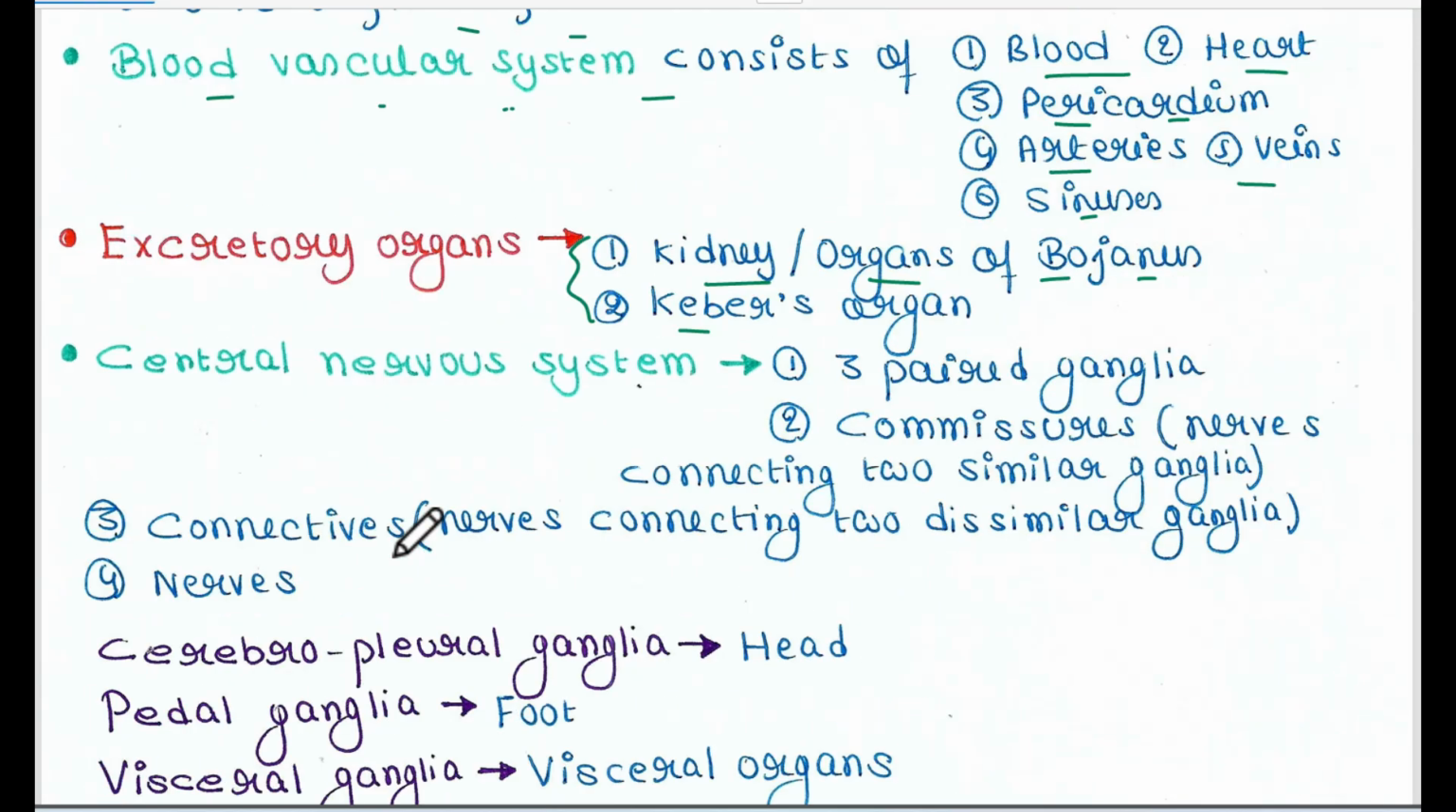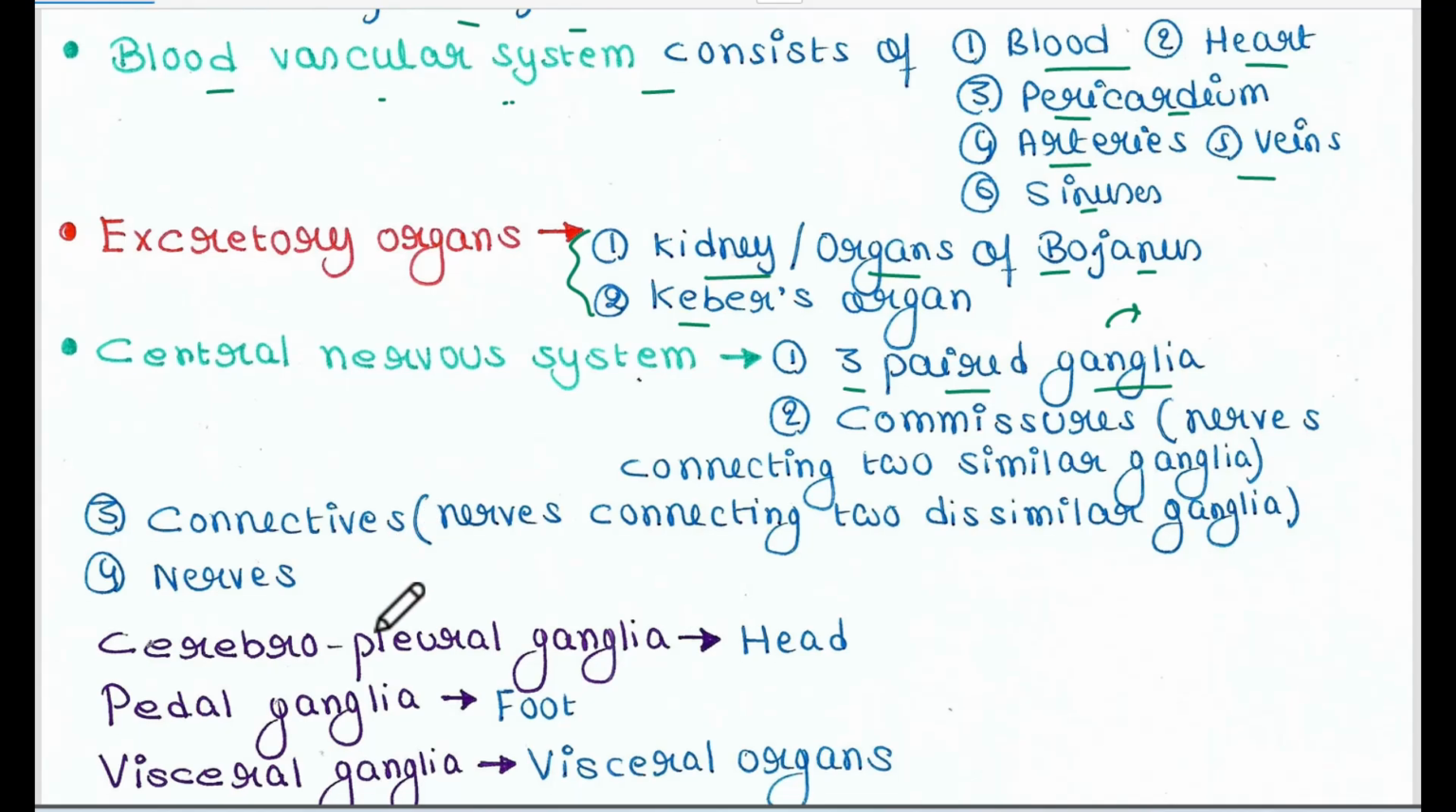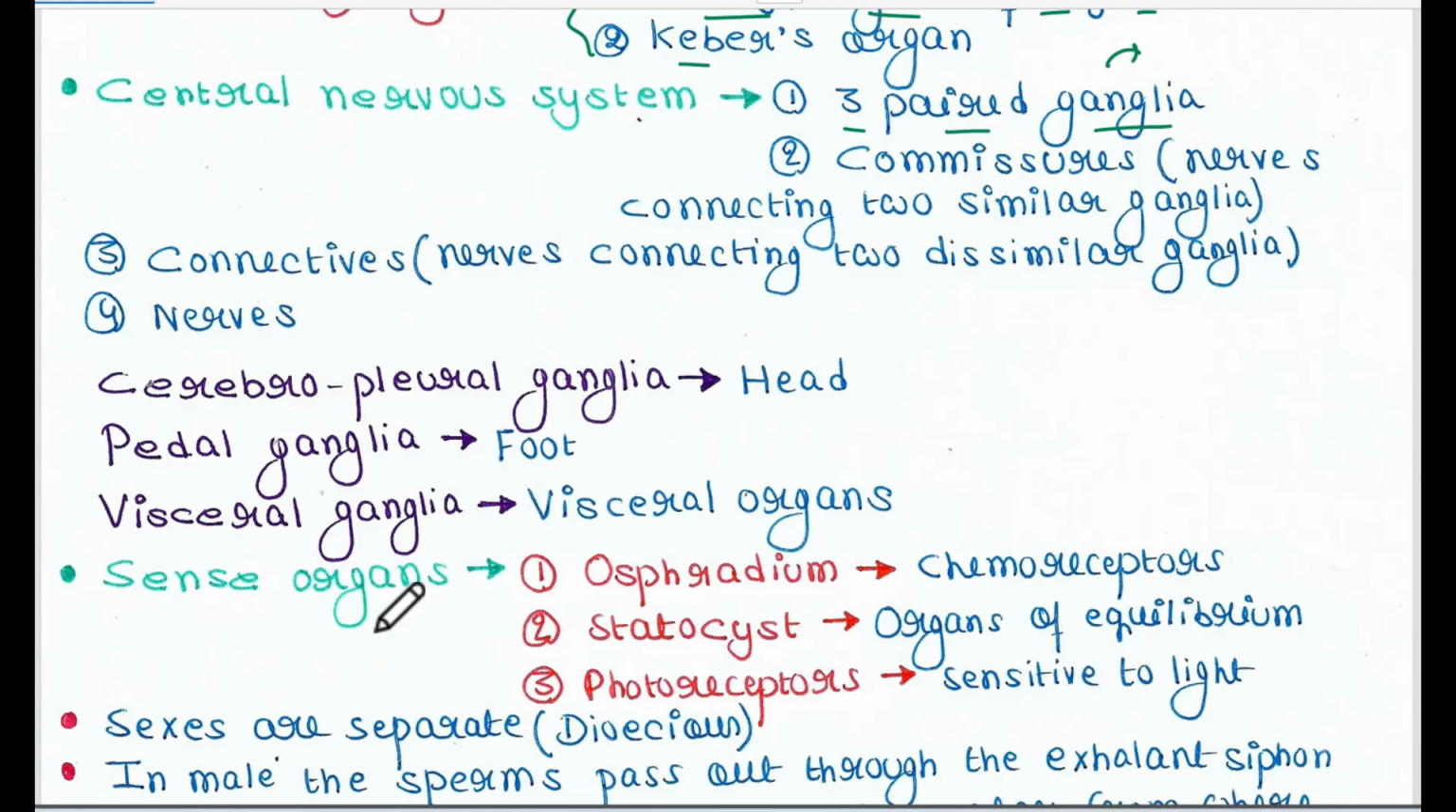The central nervous system contains three paired ganglia. Now you know what is ganglia. Ganglia is nothing but an accumulation of cell bodies, and three such ganglia are present. One is present in the head, known as cerebropleural ganglia, the other one is present in the foot, known as pedal ganglia, and the third one is visceral ganglia, present in the visceral organs or internal organs.